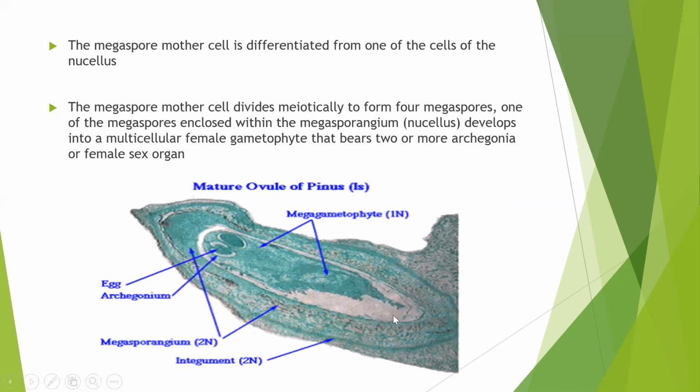Now, inside the ovule, this is the megagametophyte enclosed in the megasporangium. This megasporangium is covered by an integument. So it's the structure of an ovule. The outermost structure of the ovule is the integument, then inside that the megasporangium. Inside the megasporangium is the megagametophyte, and the megagametophyte contains two or more archegonia. Inside the archegonium is present the egg cell. So this is the structure of an ovule from inside.